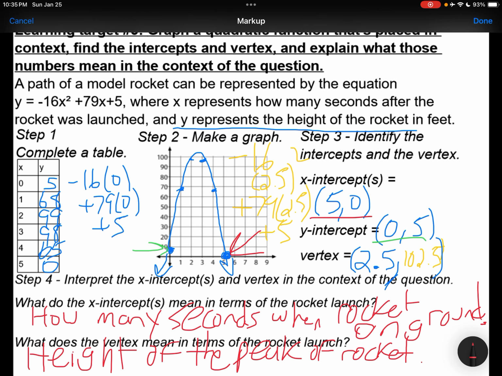And for this one, for the rocket started when X was 0. It started 5 feet above the ground. Like it was on some sort of platform or something like that. And then it took 5 seconds to hit the ground. And then it got up to 102.5 feet in the air. And that's what the vertex means. That tells you how many seconds as the x value, 2.5 seconds, and how high it got, 102.5 feet in the air. They're both very useful information.